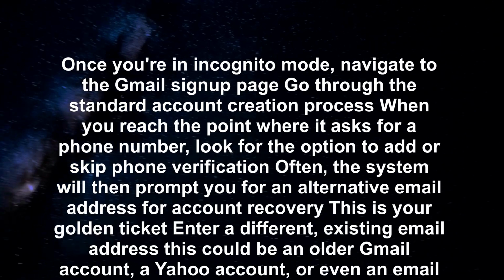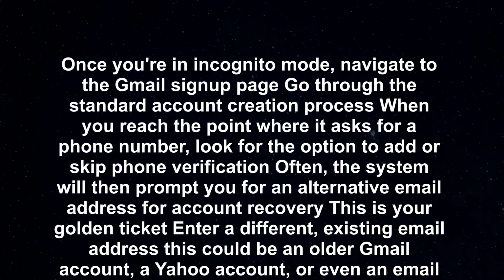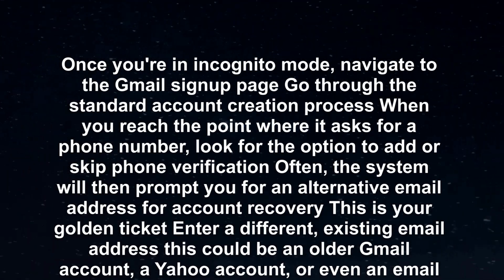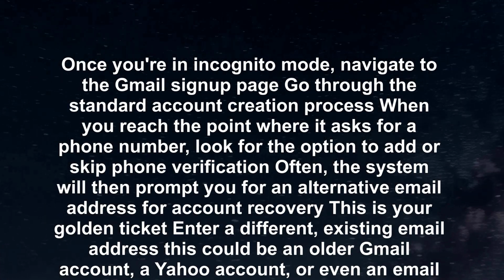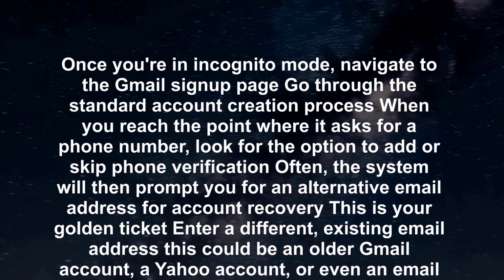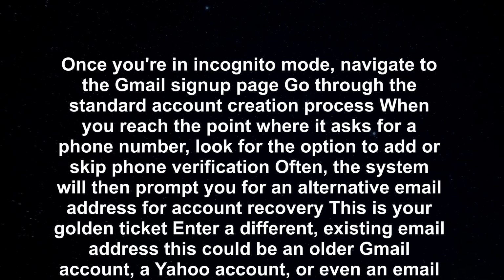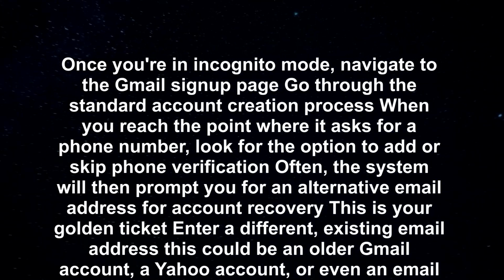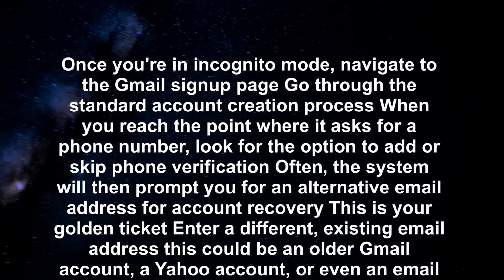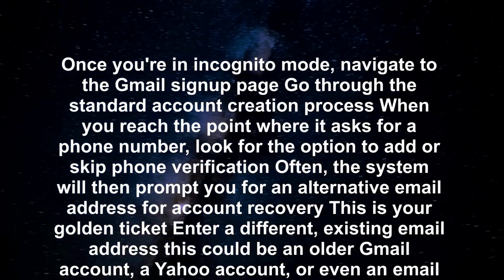Once you're in Incognito mode, navigate to the Gmail sign-up page. Go through the standard account creation process. When you reach the point where it asks for a phone number, look for the option to add or skip phone verification. Often, the system will then prompt you for an alternative email address for account recovery. This is your golden ticket.